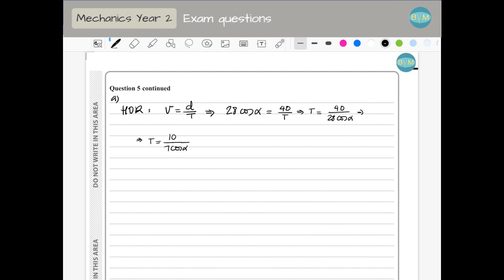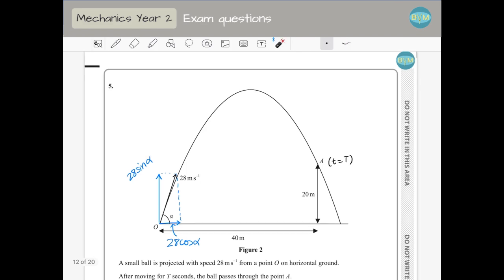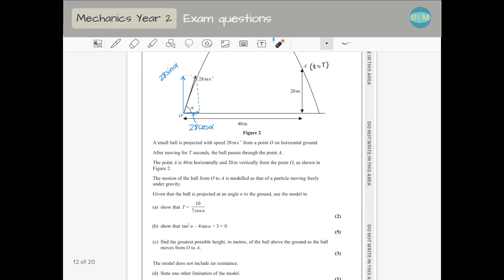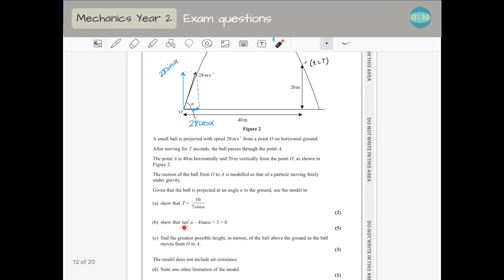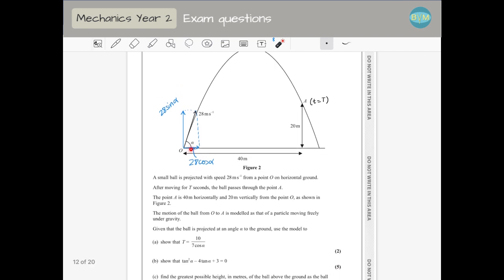This is part A. Then for B, just using the horizontal motion, remember we can isolate them completely, we need to show that tan squared alpha minus 4 tan alpha plus 3 is 0. It's 5 marks. So now we are going to combine this horizontal motion with the vertical motion.